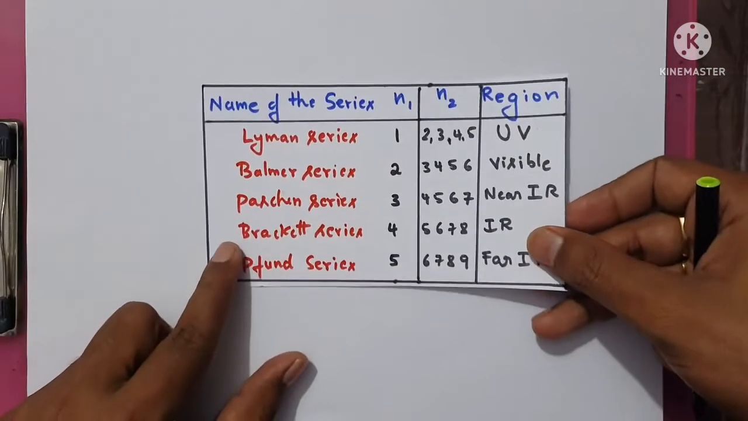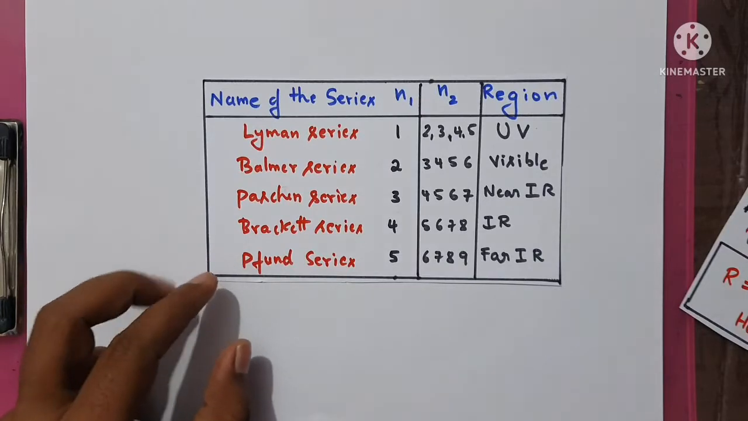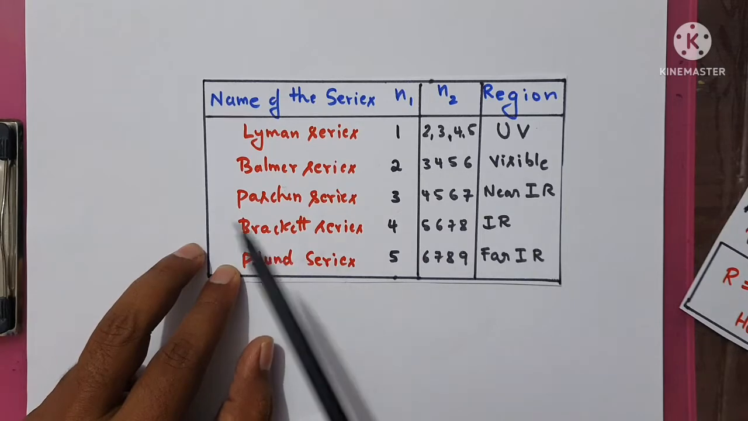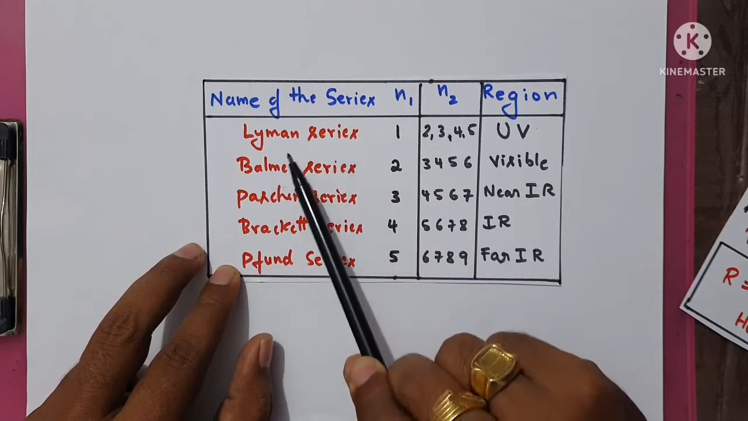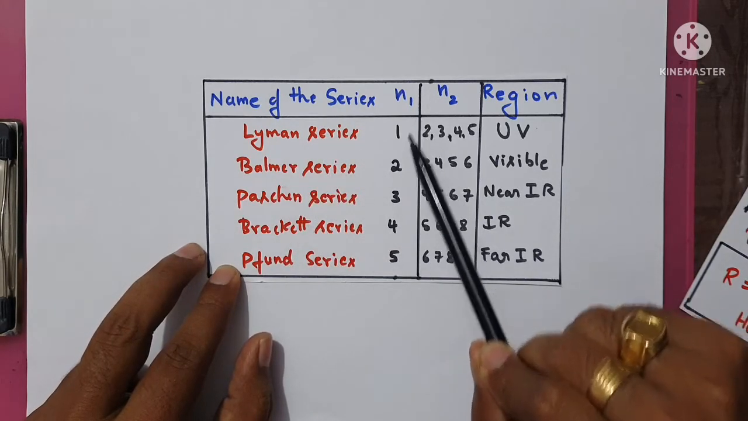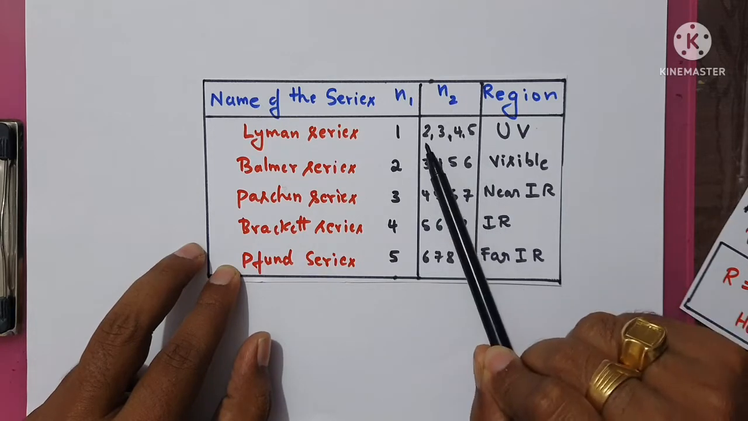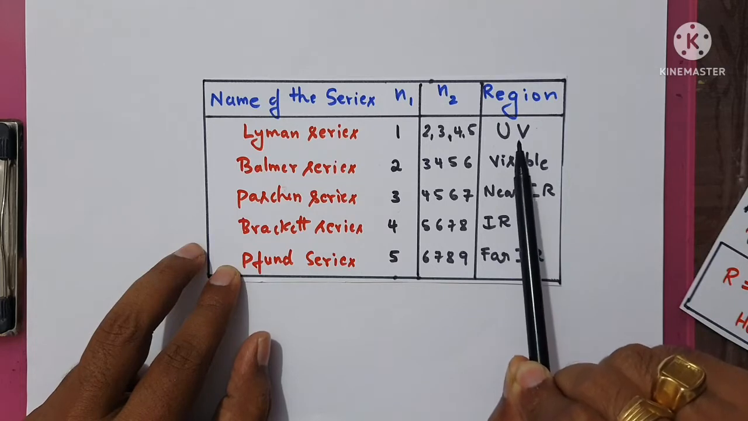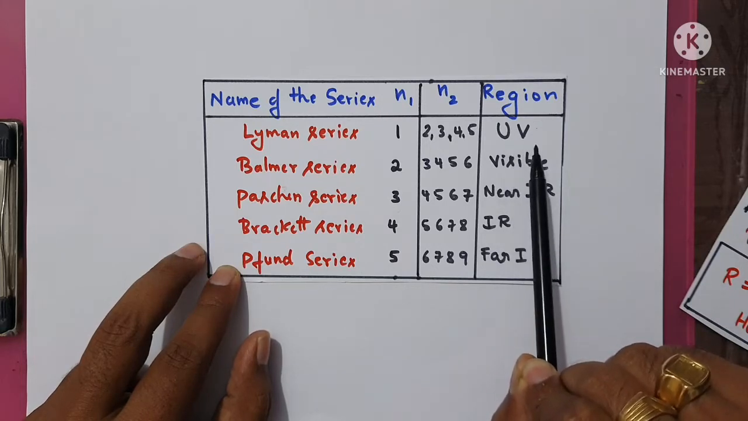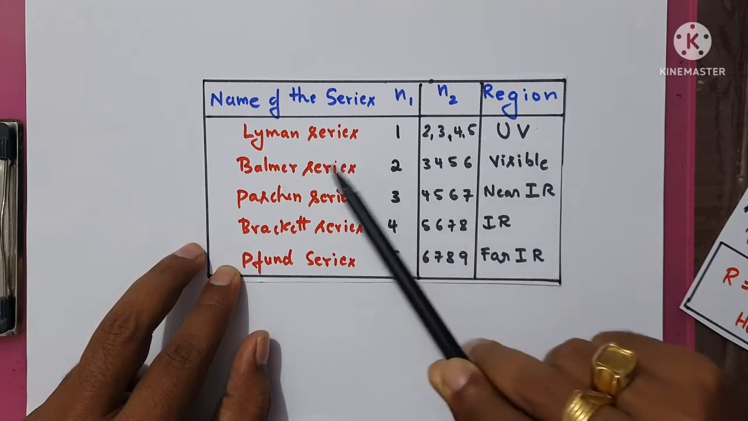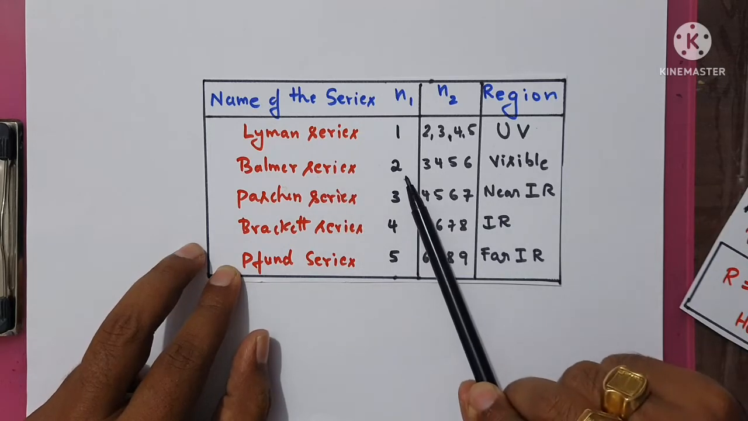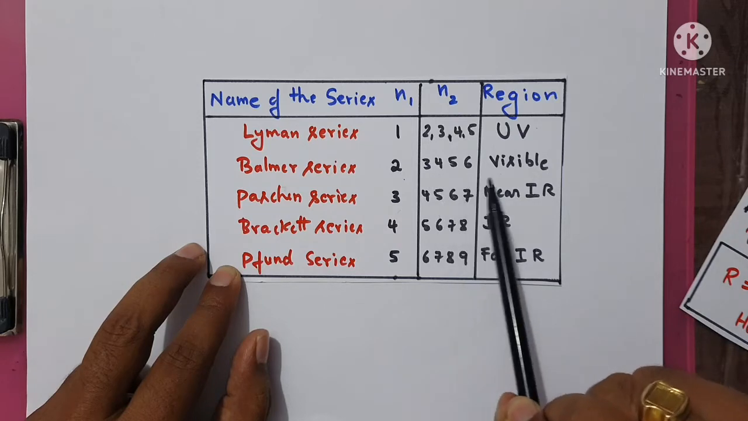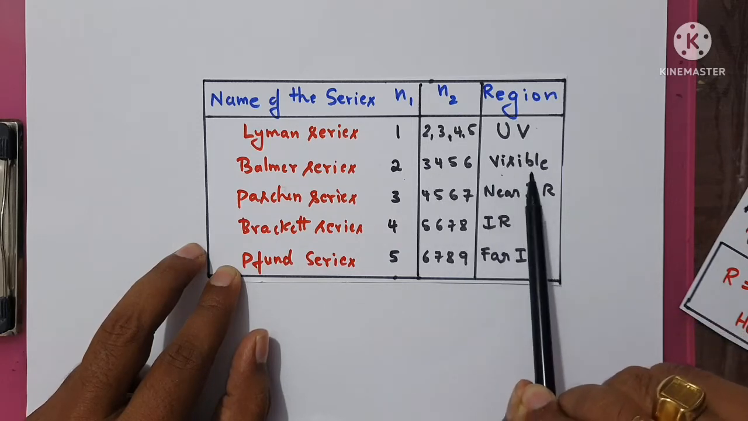Here comes the chart. In this chart, children, you need to memorize the name of the series. Lyman series: the n1 value will be 1, n2 starts from 2 to 5. The region is very, very important. It is the UV, ultraviolet region. Next, Balmer series: n1 value is 2, and n2 starts from 3 to 6. It falls in the visible region.